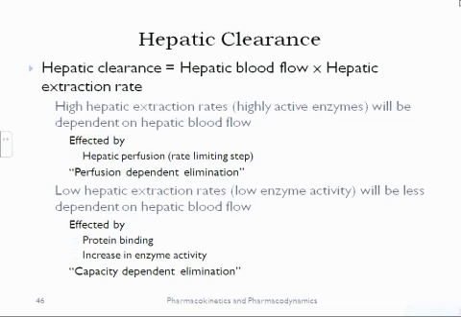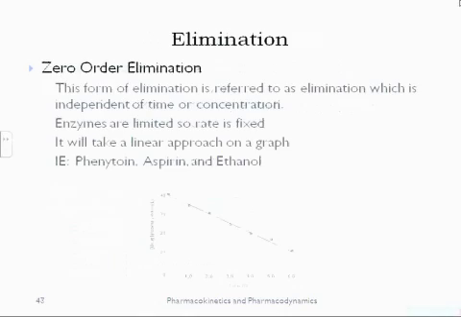If you have high hepatic extraction rates, which means highly active enzymes, clearance will be dependent on hepatic blood flow. These are limited by hepatic perfusion, so if you drop hepatic perfusion, it really affects their clearance. And so they're called perfusion-dependent elimination. On the other hand, if you have low hepatic extraction rates, which have low enzyme activity, clearance will be less dependent on hepatic blood flow. These are affected by protein binding and increases in enzymatic activity. These are what's called capacity-dependent elimination.